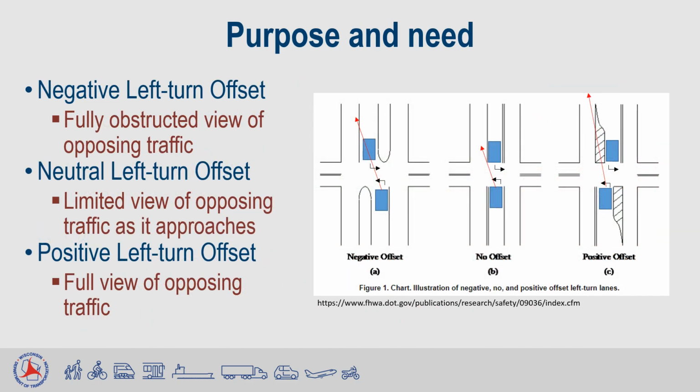Shown on the screen now are depictions of negative, neutral, and positive left turn offset configurations. In a negative left turn offset configuration, a left turn vehicle is unable to see oncoming traffic near the intersection and approaching the intersection as their view is blocked by the location of left turning traffic from the opposing direction. The image on the screen shows this by the red line of sight passing through the opposing left turning vehicle.